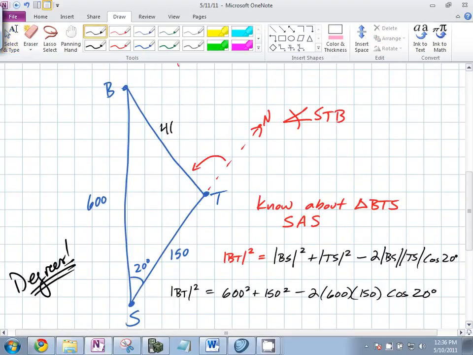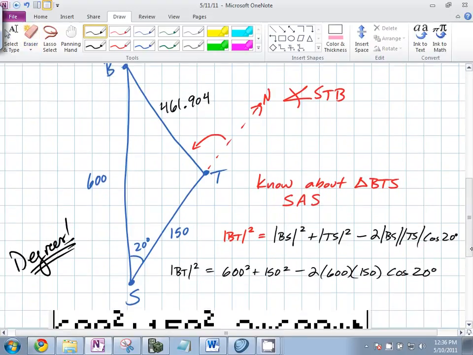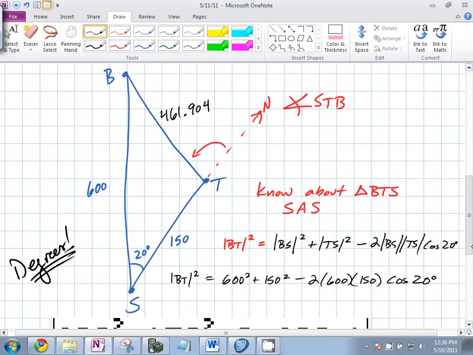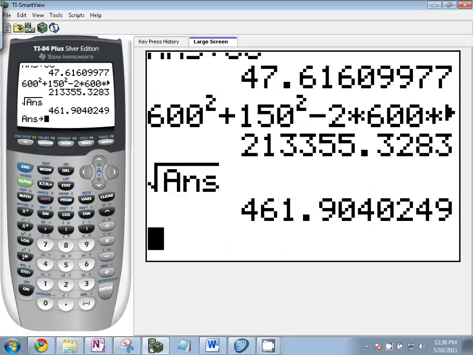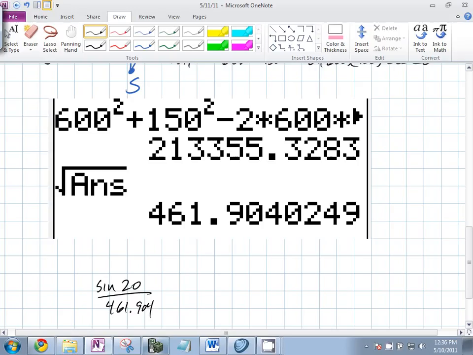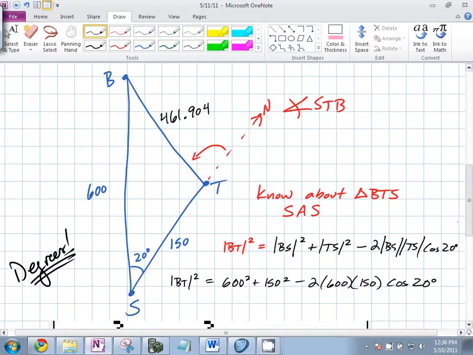But that's not what we wanted yet, right? We still want that angle measure. So how do we go about finding that out? Now that we have that side length, what can we now use? Law of sines. So now we know that sine of 20 over 461.904. Before we use this, I'm going to store this as alpha A. Sine of 20 over that is equal to what?